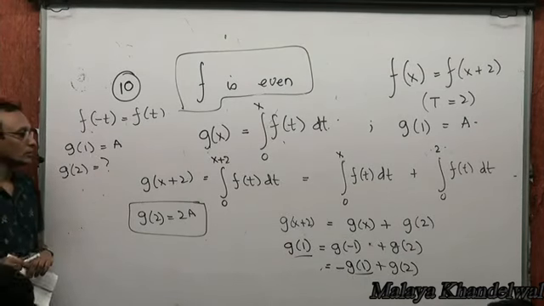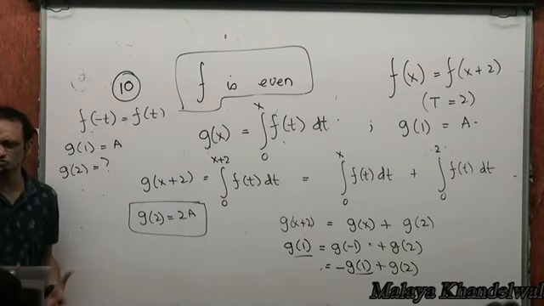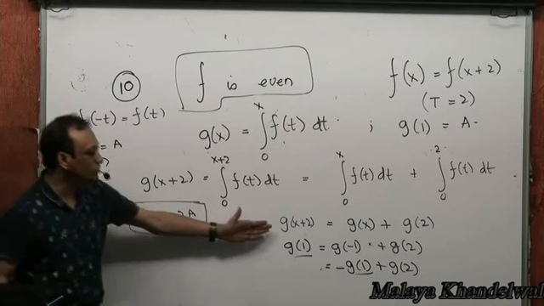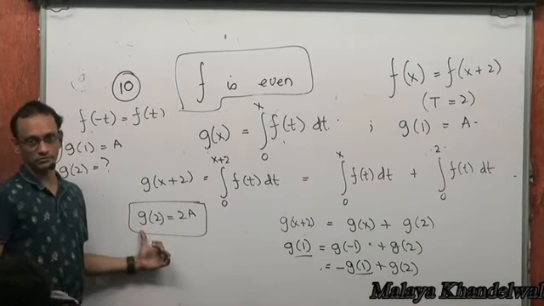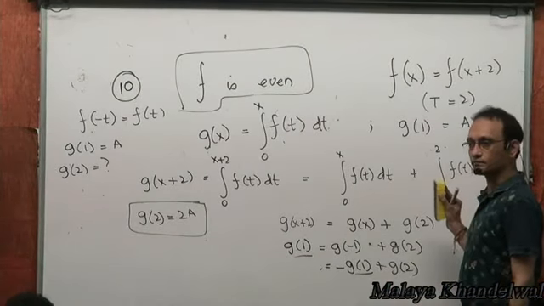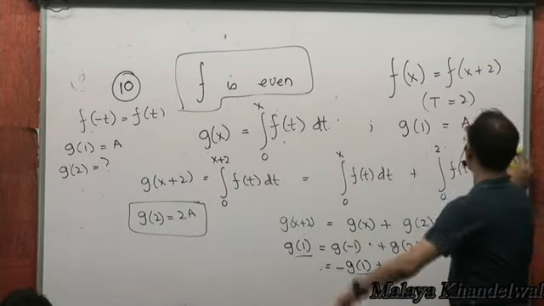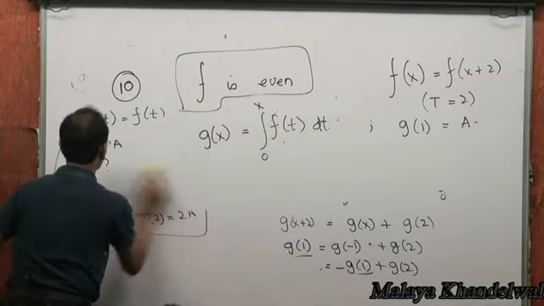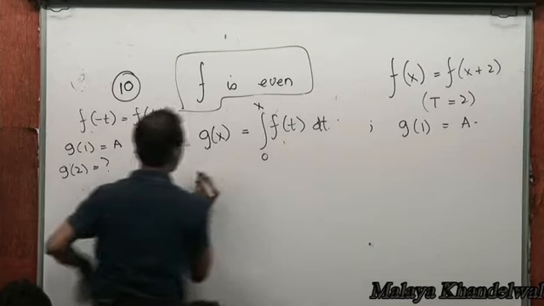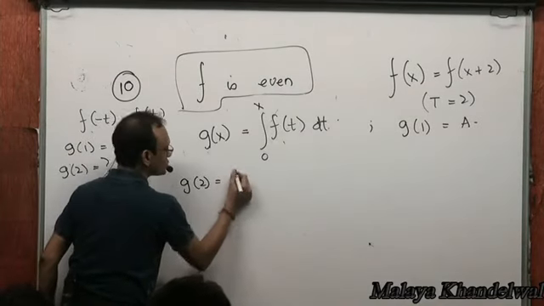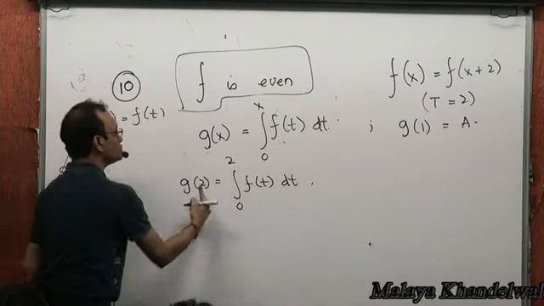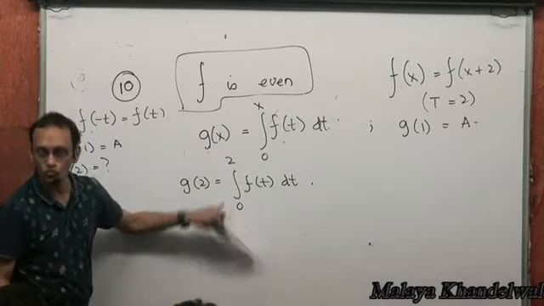Now, without using this result, let's go from first principles and find g(2) directly, because it's not like this problem would come before this problem. So let me find g(2) independently. Can I remove the clutter from here? g(2) is the integral from 0 to 2 of f(t) dt. I want to find g(2) in terms of 0 to 1.